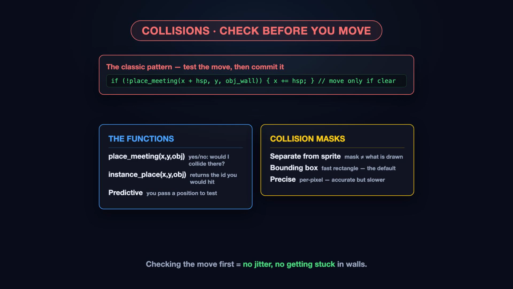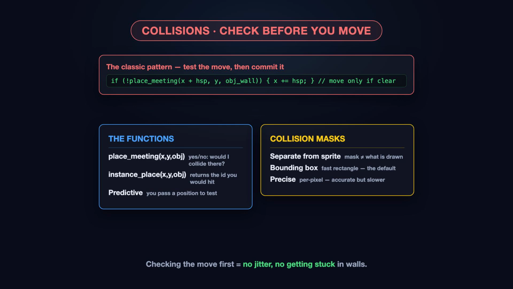So instead of moving into a wall and then trying to push back out, you write, if not place_meeting at X plus horizontal speed, Y, obj_wall, then move. If the space is clear, step into it. If it is blocked, you never moved into the wall in the first place. No jitter, no getting stuck. That single pattern answers half of all collision questions.